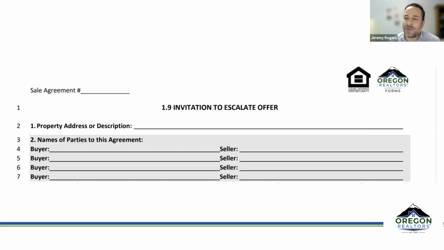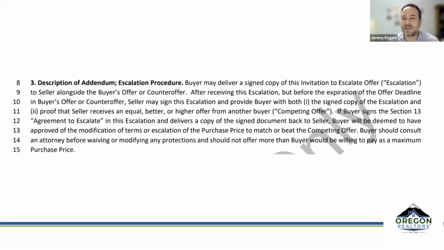We start this thing like we do all of our addenda, okay? We have a sale agreement number in the top left, property address or description, parties to the agreement, okay? Nothing to talk about here, but this is our format for all of our documents. The first substantive section here, we describe the use of the addendum. So here's where we explain how this is supposed to work.